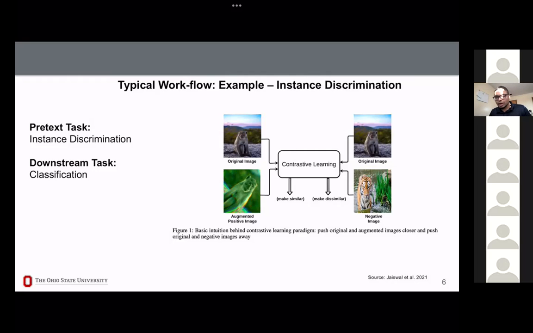And on the right side, you see what are called negative images, negative to the original image because they don't share that feature. They don't come from the same image. They're totally different. And we want to make them dissimilar. What making similar and dissimilar means, we'll cover in more detail later. So this is the pretext task. This is what the network is trained for. But once it is trained, we take this learned representation and solve a classification problem from it. Say whether there is a monkey in this picture, or a tiger, or a dog or a cat, things like that.